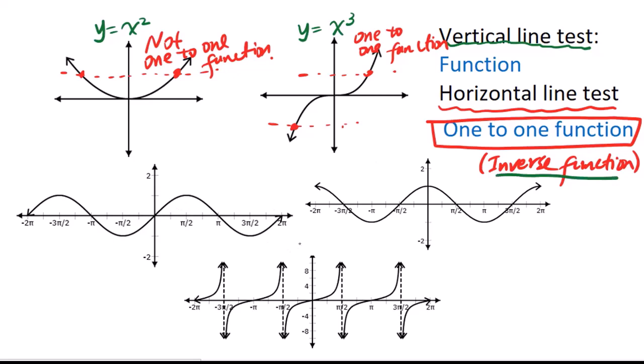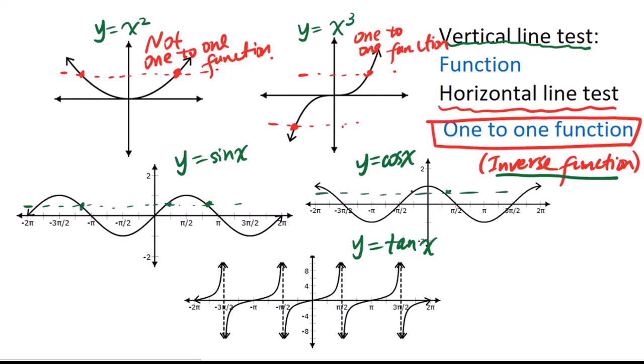So let's check these three graphs. This is y equals sine x. This is y equals cosine x. This is y equals tangent x. We want to create an inverse function for these three trig functions. But when we draw this horizontal line, you can see it's not a one-to-one function. For cosine x, the same thing. For tangent x, it's not a one-to-one function.